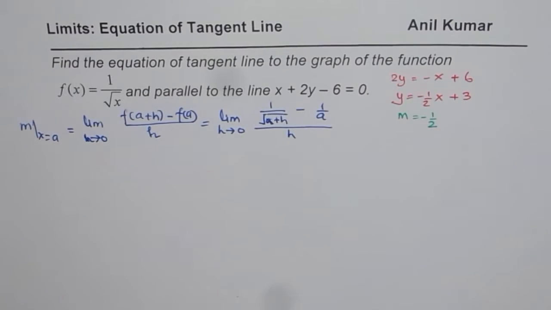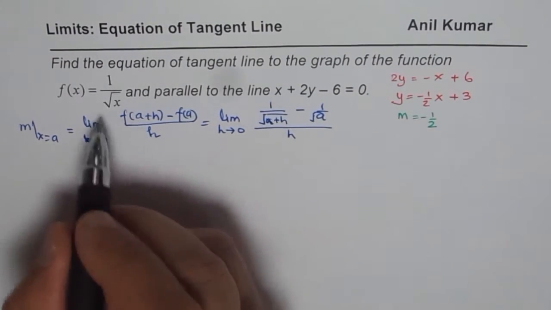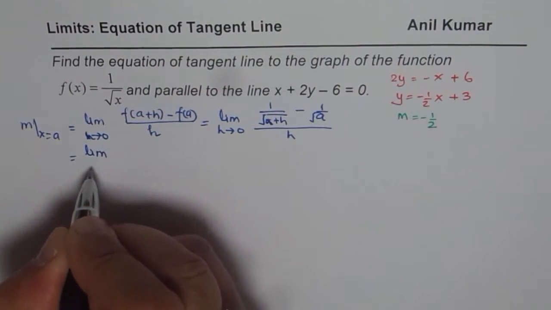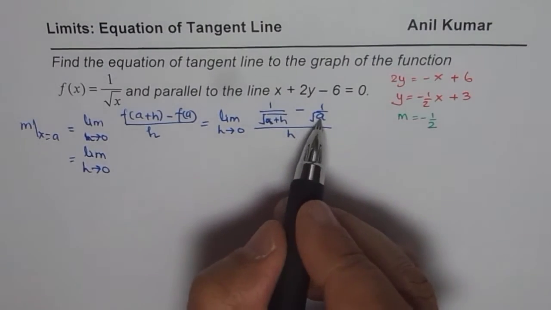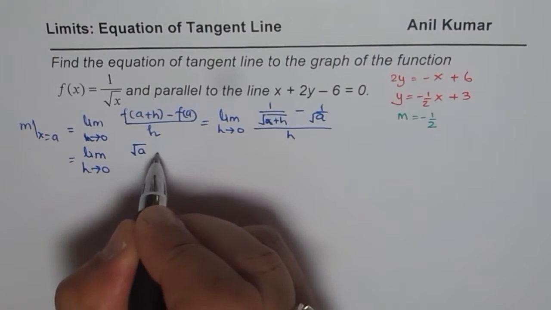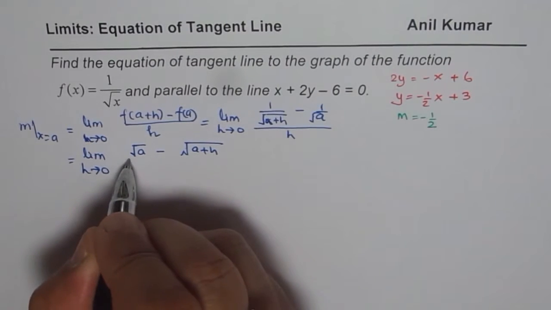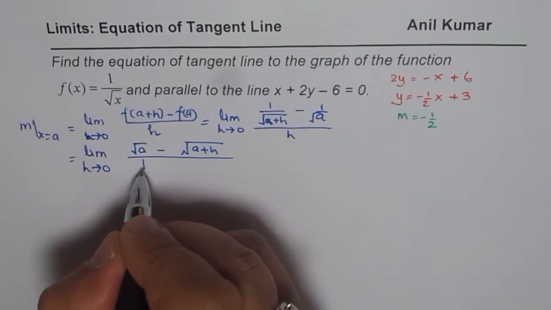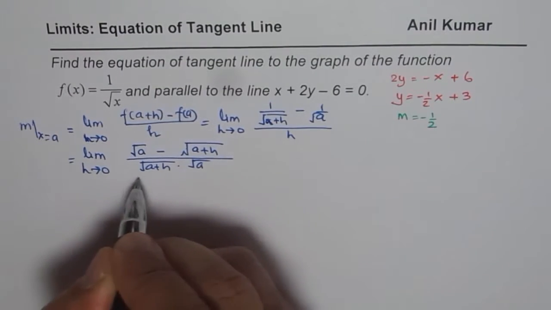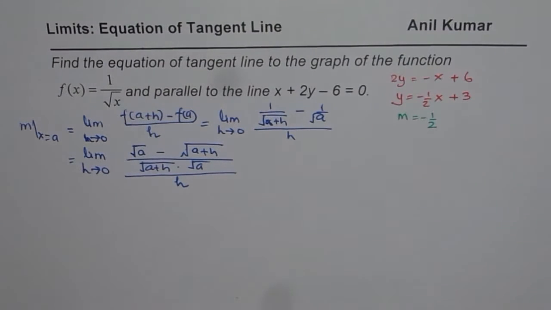So we are substituting x with a. Now let's try to simplify it. As h approaches 0, we take a common denominator and cross multiply. So we get square root of a minus square root of a plus h, divided by square root of a plus h times square root of a, and everything divided by h.